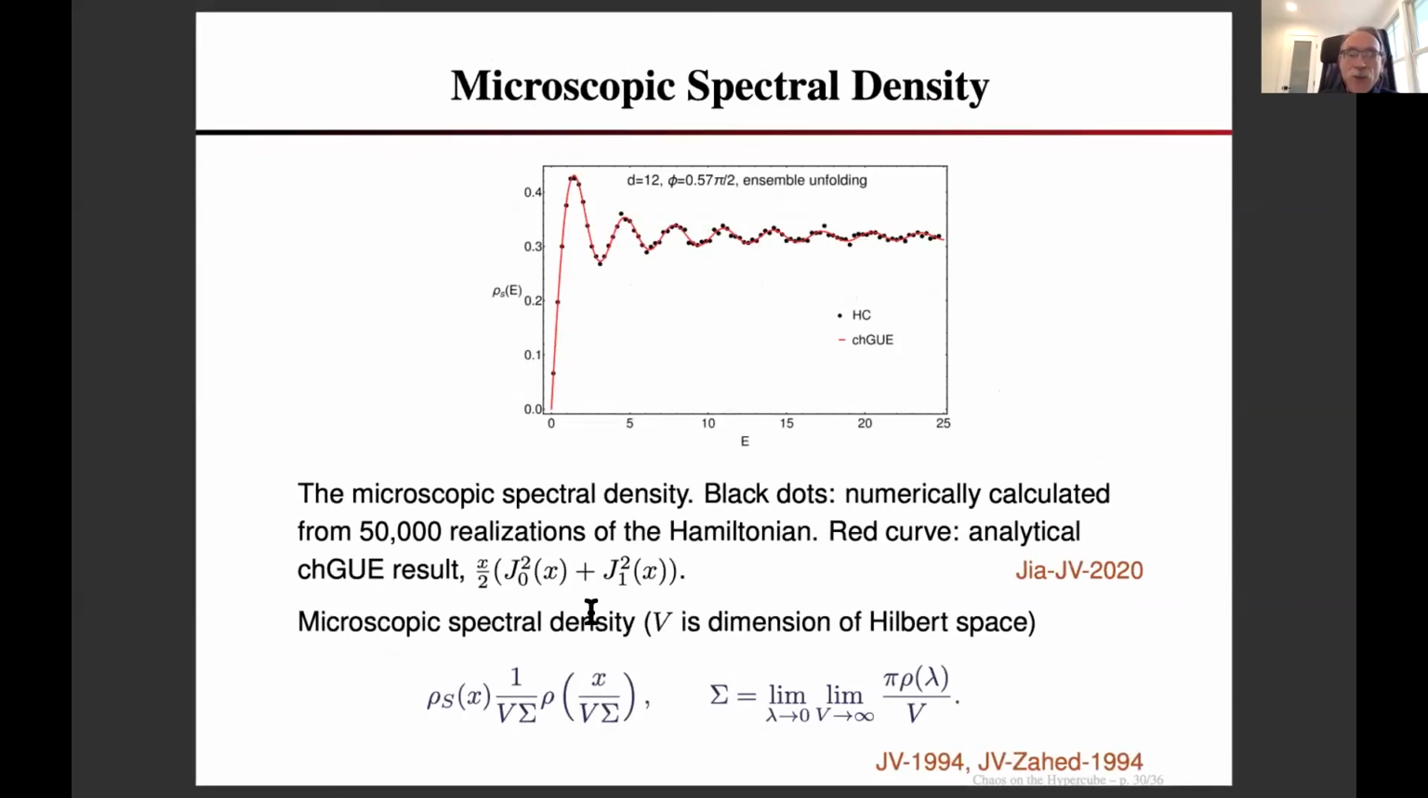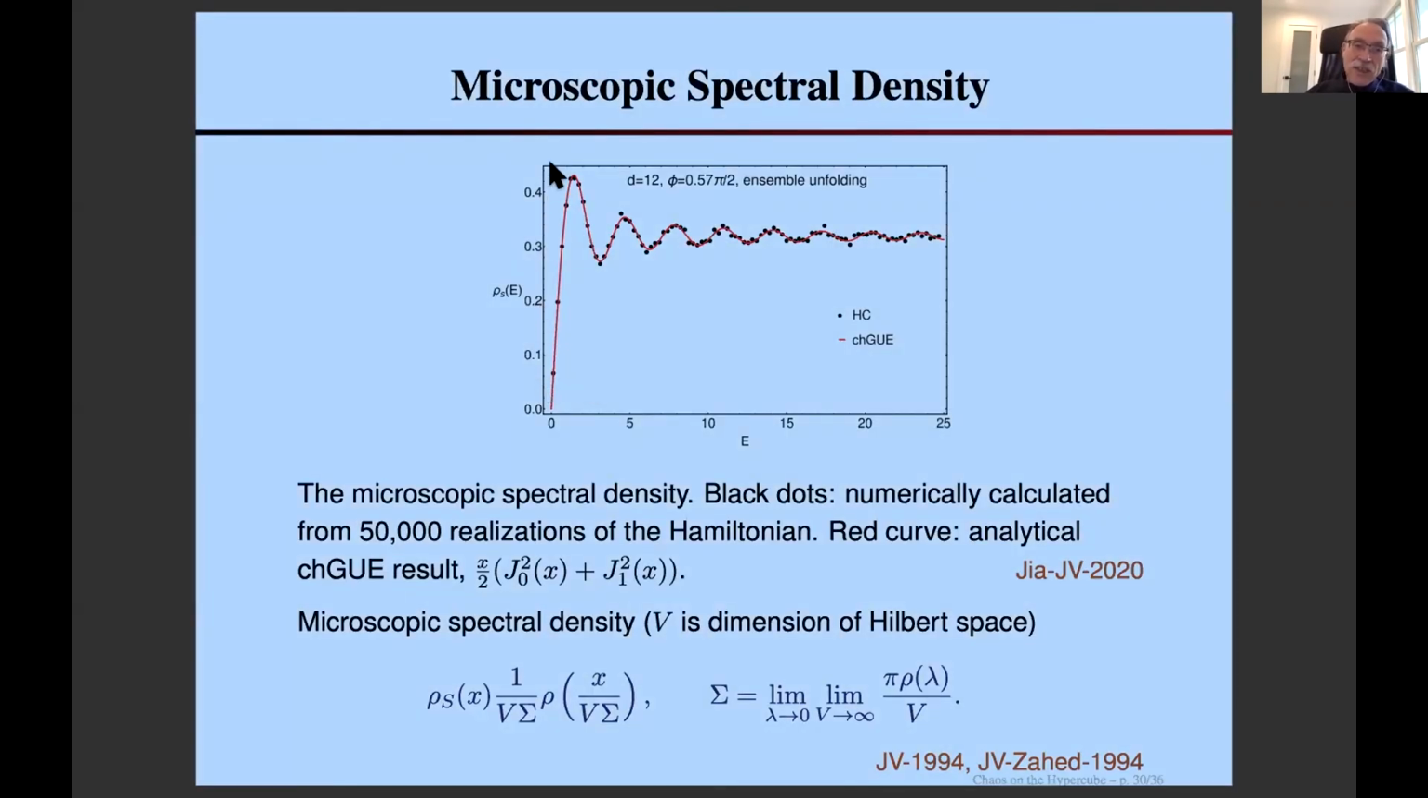There's something new in the hypercubic model. It has a chiral symmetry. And because of the chiral symmetry, eigenvalues come in pairs, and this introduces correlations between the eigenvalues. They can be measured by the microscopic spectral density, where you look at the spectral density on the scale of 1 over the volume. That's the dimension of the Hilbert space. And there's an equal sign here. Sigma is roughly the level density near zero, that is this.